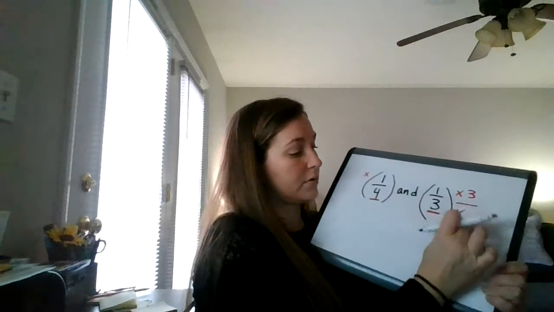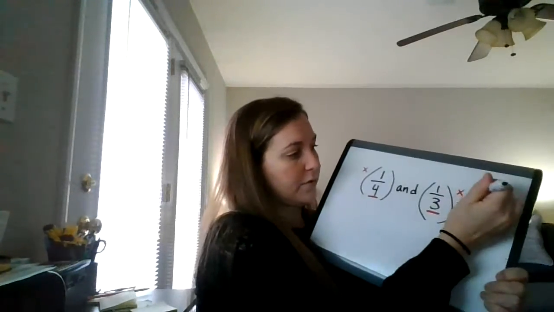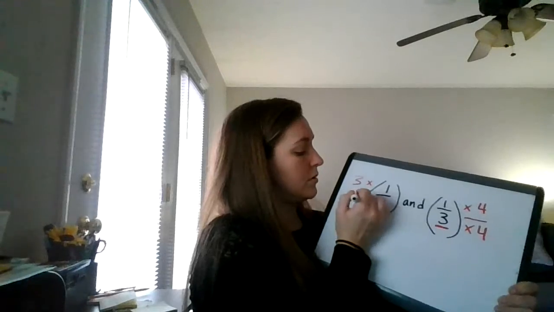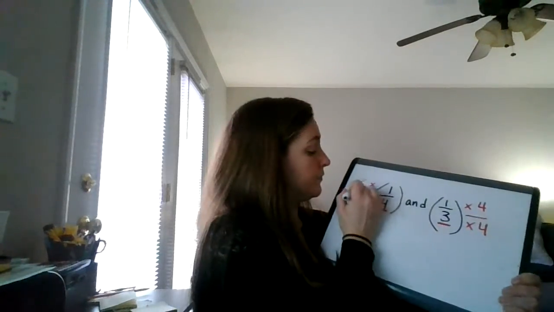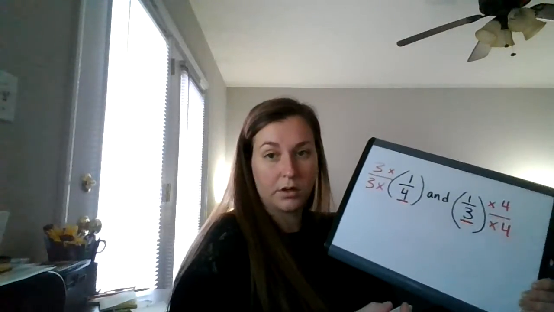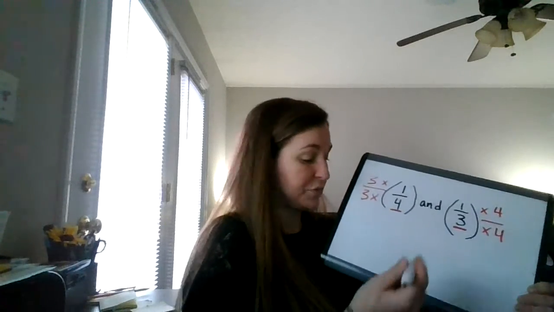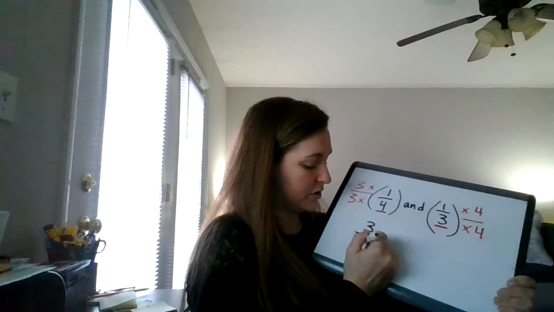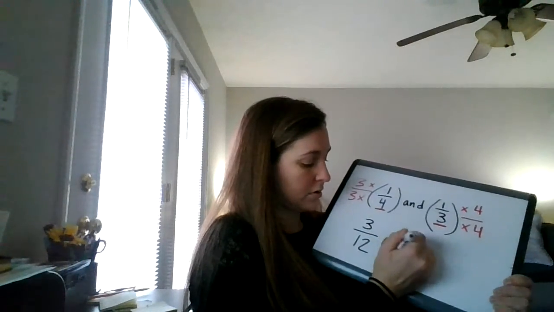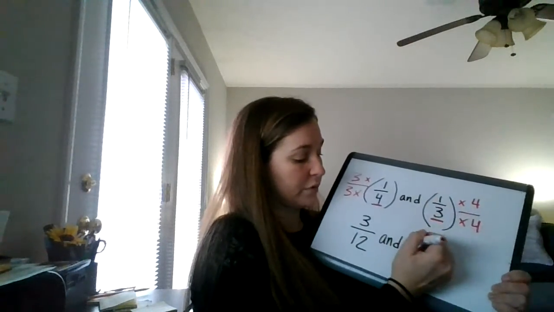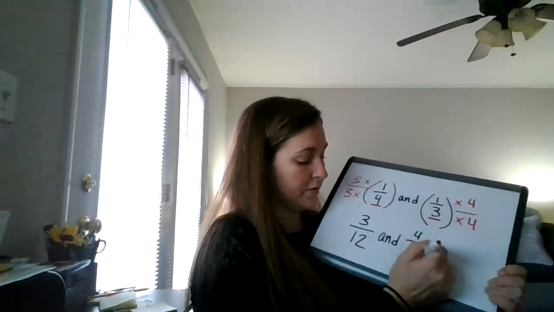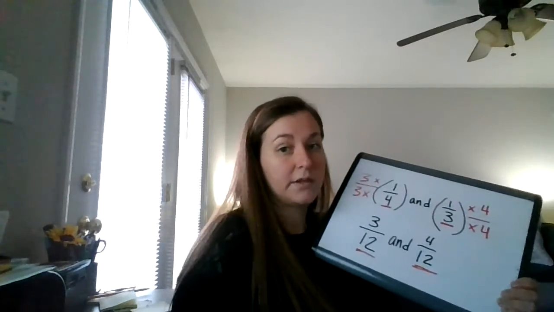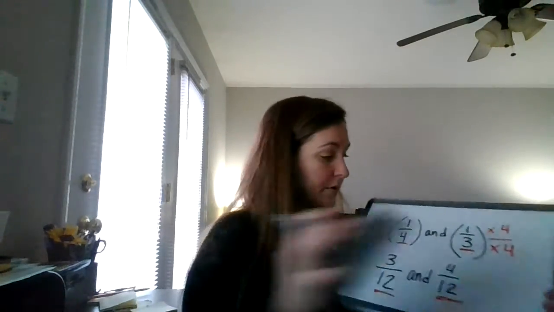Oh, I did that wrong. Times 4, the opposite denominator. All right, and then what do I get? 3 times 1 is 3. 3 times 4 is 12. 1 times 4 is 4. 3 times 4 is 12. Do my denominators now match? Yes. Now I could solve.